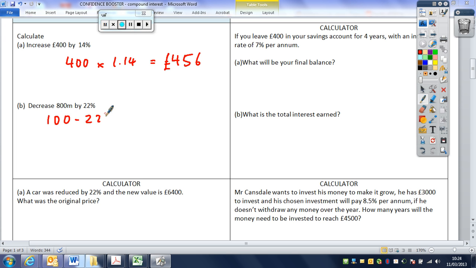Yeah, good, I like it. And then you just times that by 800, so you're working out 22%, which is 624. Okay, so you worked out as multiplier 0.78.